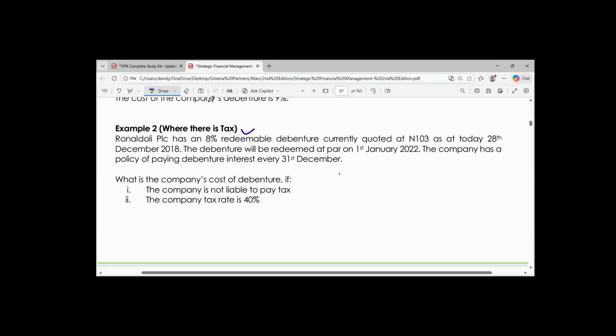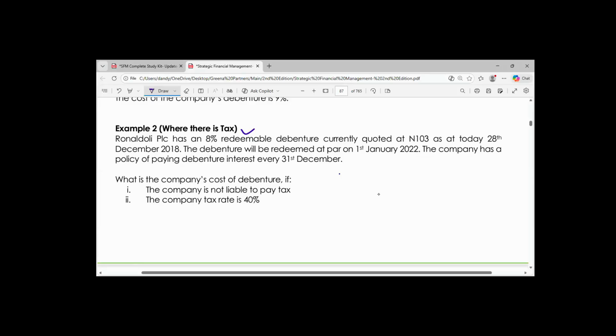Yes, that is the question. The examiner is asking you to calculate cost of debenture if the company is not liable to pay tax and then where the tax rate is 40%. Now, first things first, before you dive into solving the question, you need to bring out some variables that you need to do your computation.